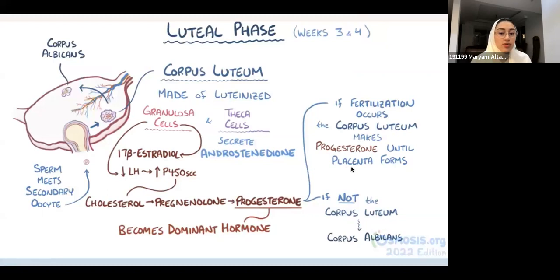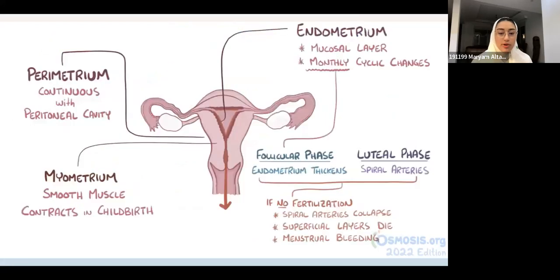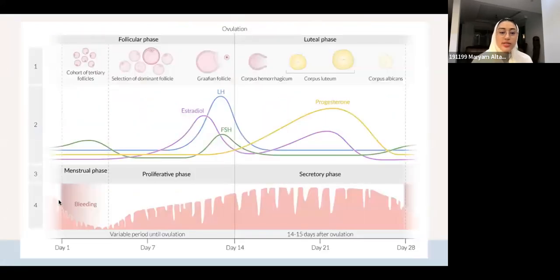And this is because of a hormone called beta-HCG, or human chorionic gonadotropin, that's released when the cells implant, but we'll talk about that with the pregnancy a bit more. Okay, so this is basically what everything looks like, what we talked about.